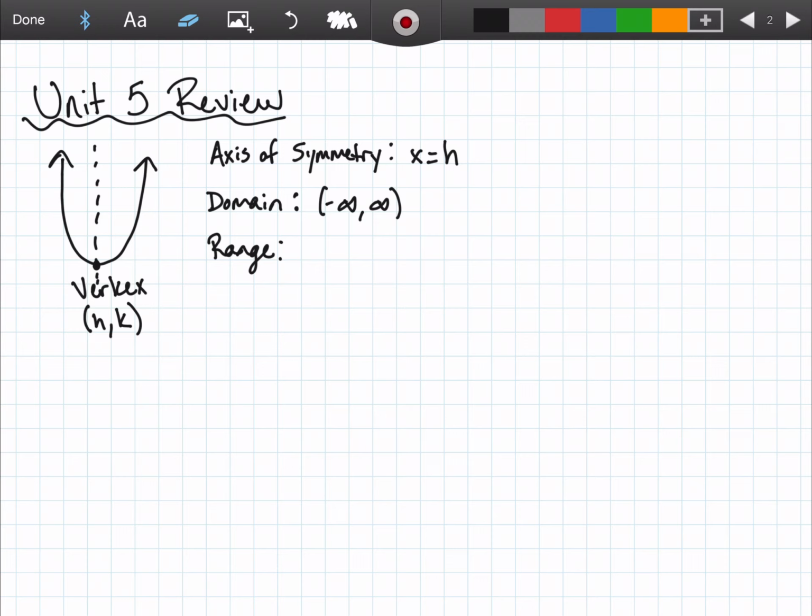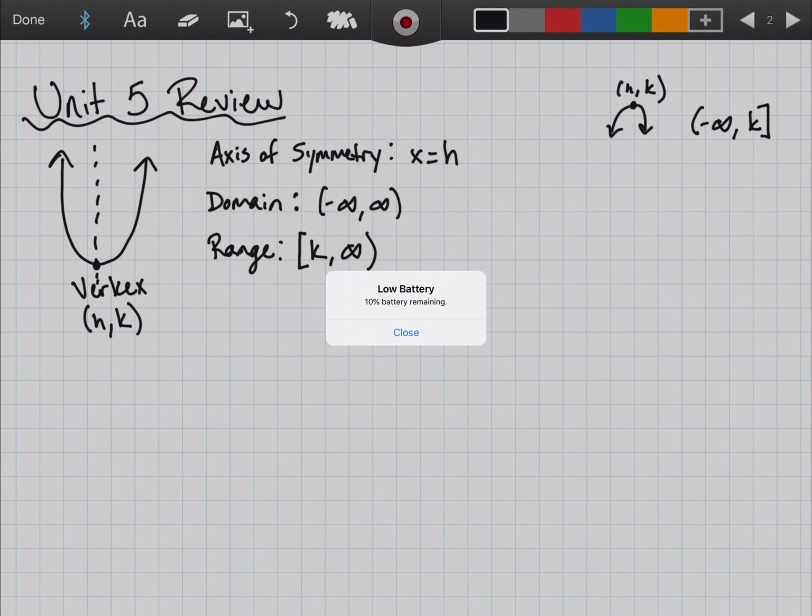Our range, remember, that's bottoms up, so it's lowest to highest point. In this situation, because it's facing up, or opening up, the lowest is k and the highest is infinity. We put a bracket because it definitely hits. If it was facing down, it would be from negative infinity to k, because k would be the highest y value at that point.